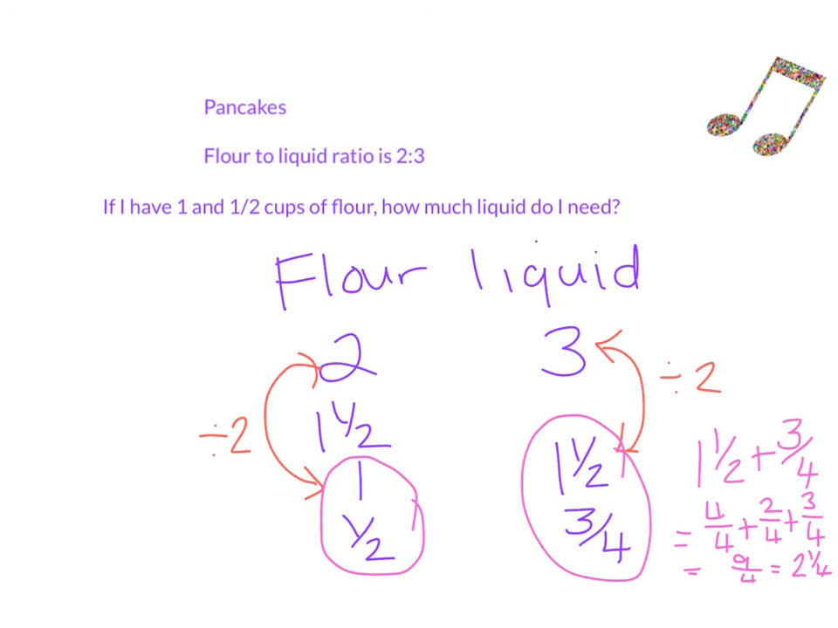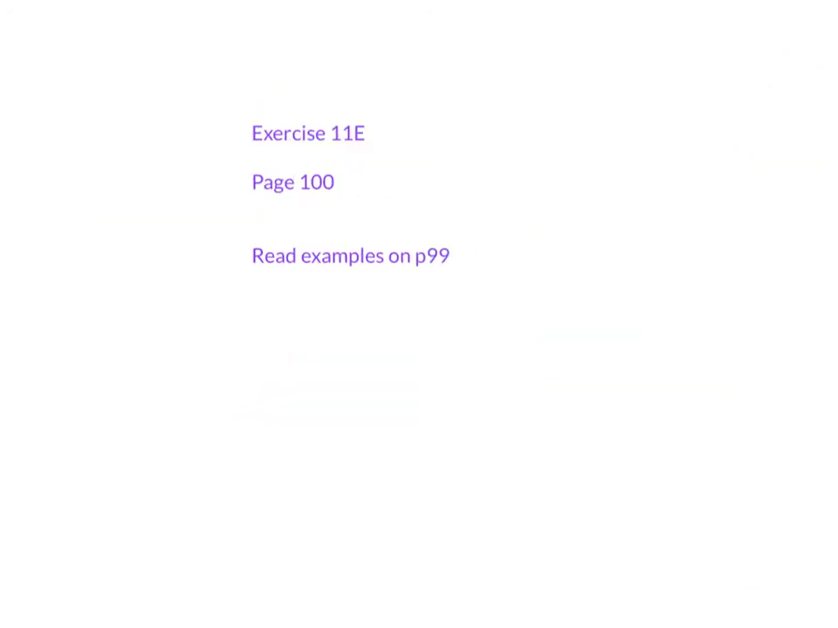That's the hardest you'll get. You're going to try some of the examples in exercise 11E on page 100. There are a lot of nice examples on page 99. So please have a little look through these and see if you can work out how they're calculating the answers if you're not sure of anything.